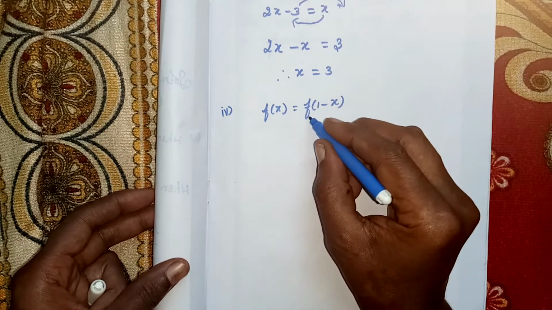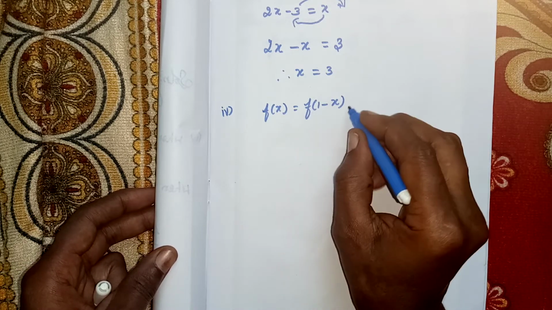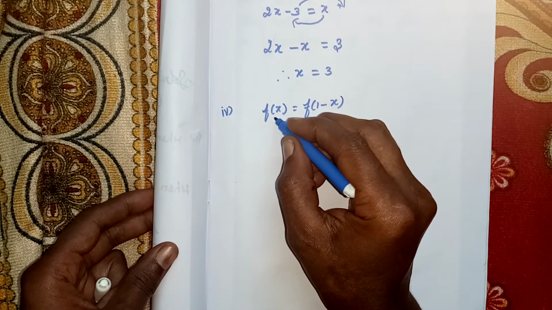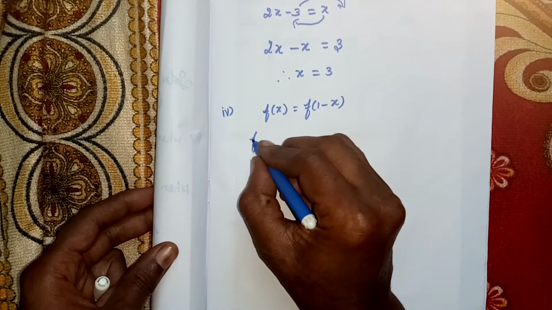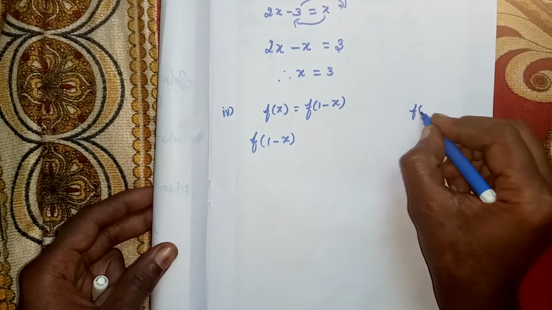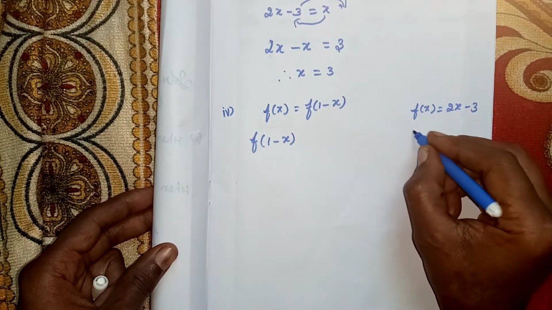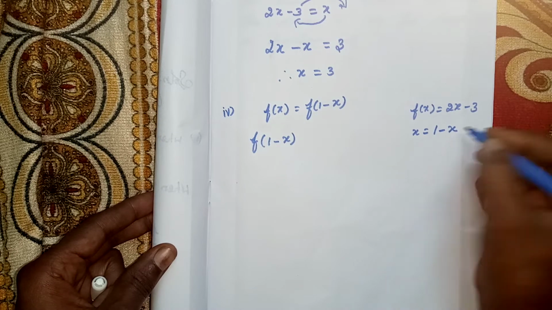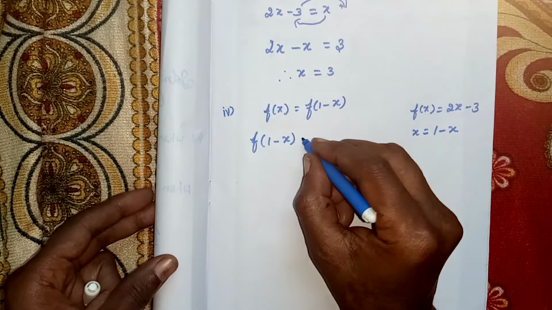Here, first shall we find out f of 1 minus x? First we have to find out f of 1 minus x. f of x, you know, is 2x minus 3. We have to find out f of 1 minus x. What is f of x? f of x is equal to 2x minus 3, is it? Here, in place of x, we have to replace 1 minus x. In place of x, what do we have to do? 1 minus x. So, what will we get?